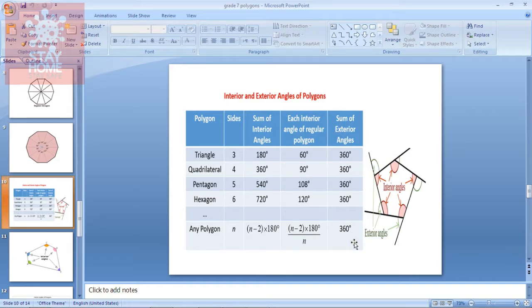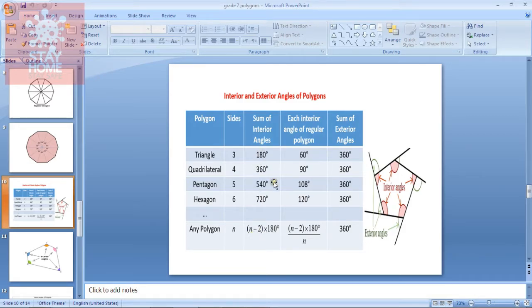Now the interior angles can be different. The sum of interior angles can be different. How do you find it? We can find it with (n minus 2) multiplied by 180, where n represents the number of sides. If sides are 3, 3 minus 2 multiplied by 180. For 4 sides, 4 minus 2 multiplied by 180, which is 360. You can find the sum of interior angles with this formula.